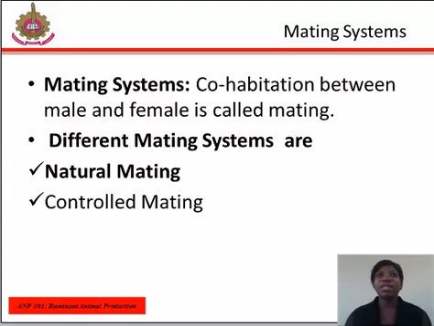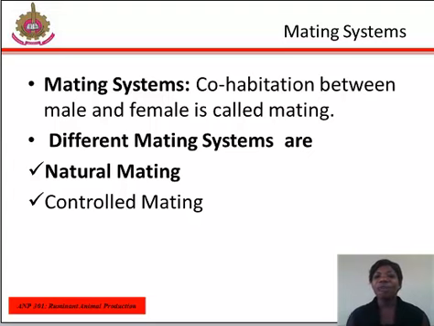Controlled mating. This is a mating system where particular bulls are assigned to mate particular cows in a pen or in an enclosure. So this system is usually common where breeding records are important and are being taken. And there are two types of controlled mating system. It includes artificial insemination and synchronization.